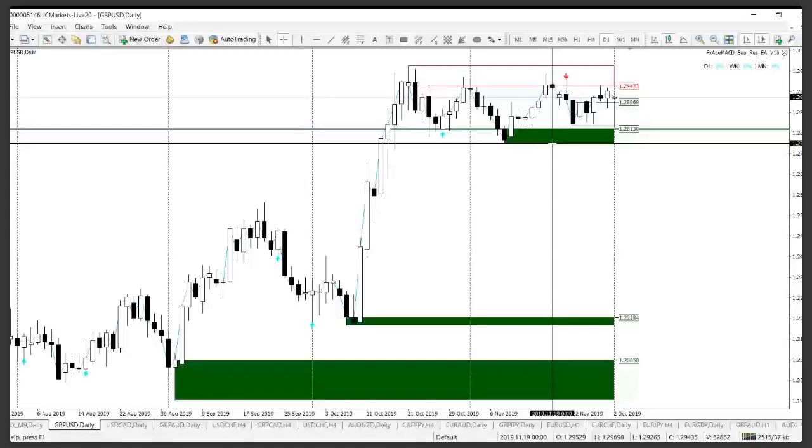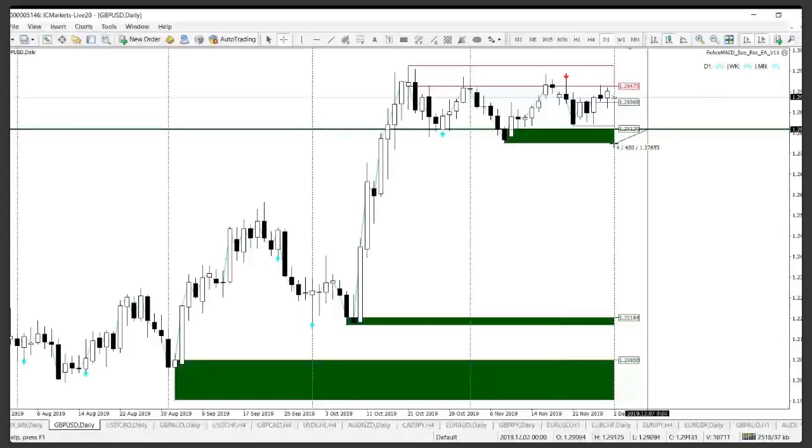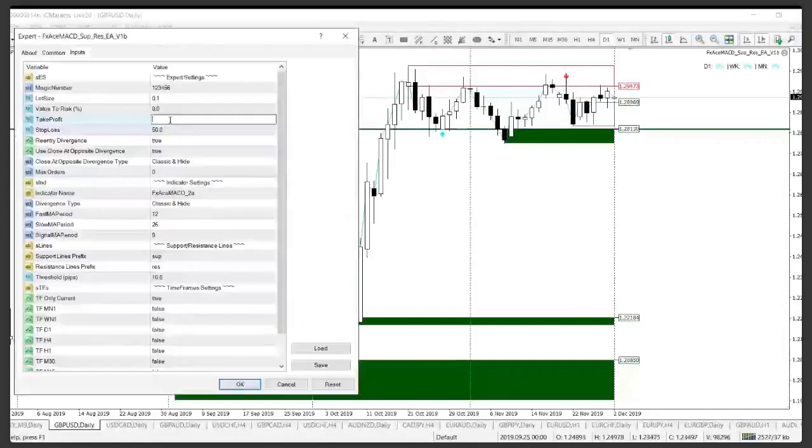So we'll say about 70 pips. Okay, so 70 pip stop loss, and we will have take profit at the opposing zone. So 2 to 1, say 140 pip take profit. Okay, so we'll just right click. We'll go to expert advisors, and we'll program that in. Okay, so 140 and 70.